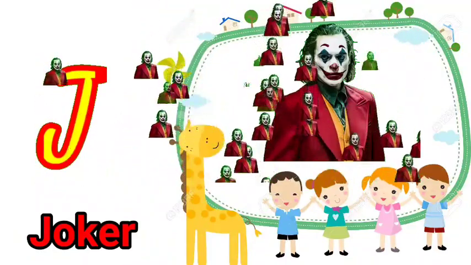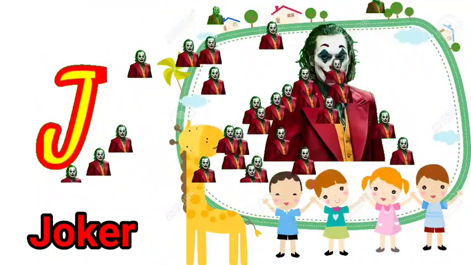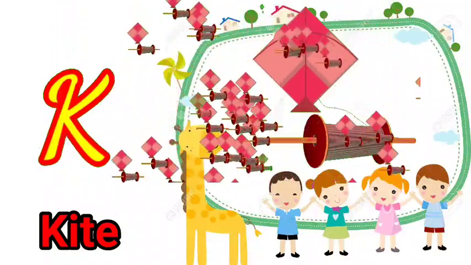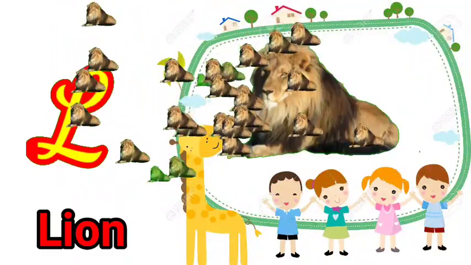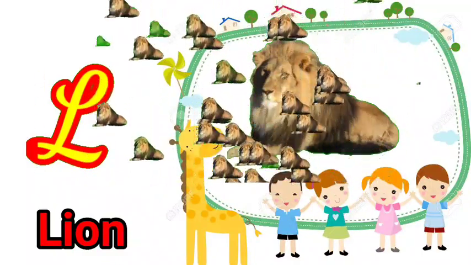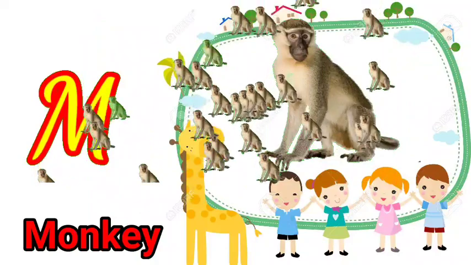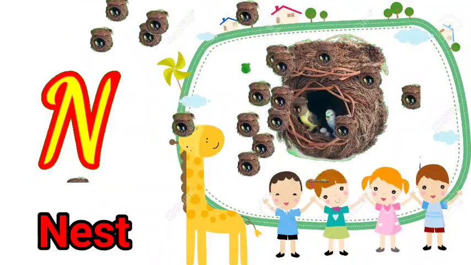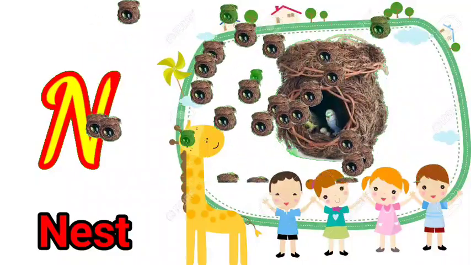J for joker. K for kite. L for lion. M for monkey. N for nest.